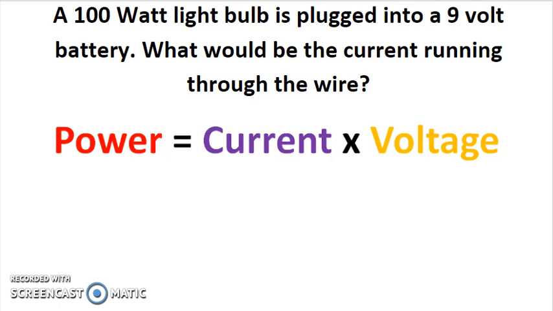Let's look at one last example. A 100-watt light bulb is plugged into a 9-volt battery. What would be the current running through the wire? So pay close attention to what I gave you in this problem and figure out what you need to solve. I'll give you guys a moment to answer this problem. You should pause the video at this time.